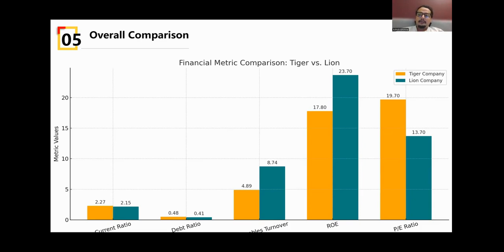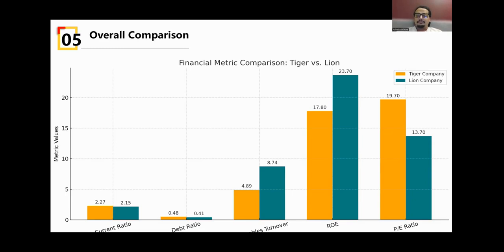Profitability is another area where Lion excels. Its return on equity stands at 23.7% compared to 17.8% for Tiger. That's a notable difference and indicates that Lion is using shareholder funds more efficiently to generate profit.